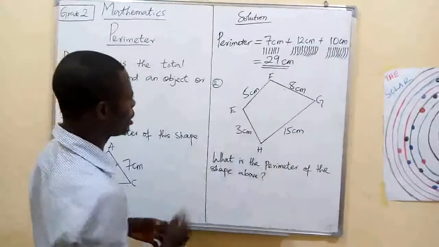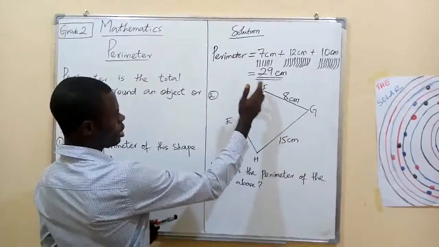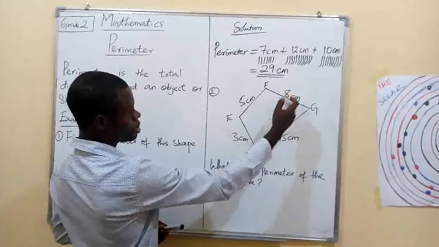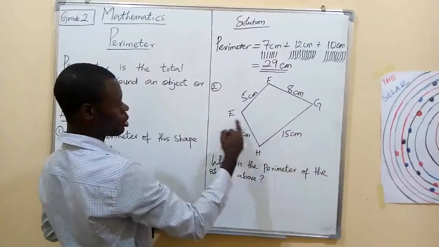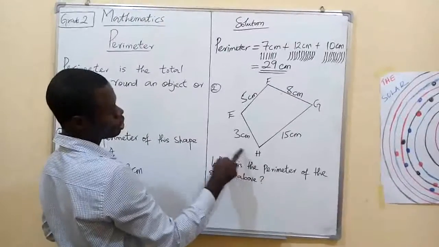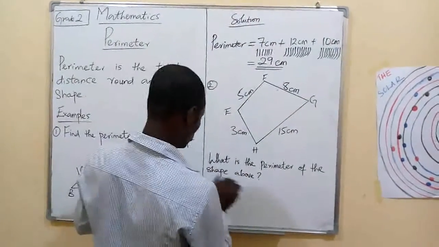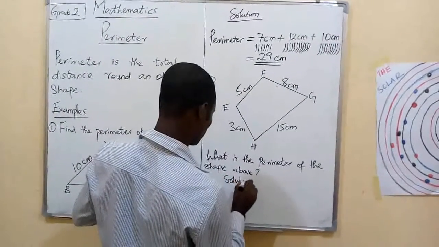Alright, we are going to find the perimeter for this shape. We have here EF to be 5 centimeters, FG to be 8 centimeters, and GH to be 15 centimeters. Also, we have EH to be 3 centimeters. So now we're going to solve this problem.